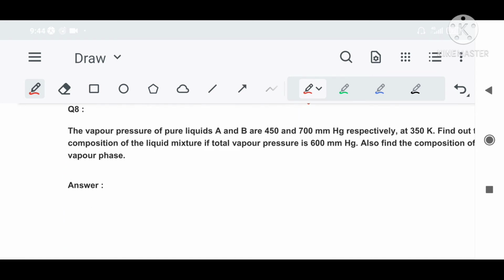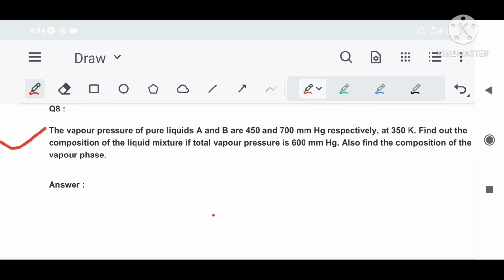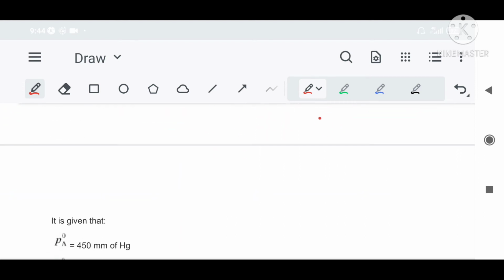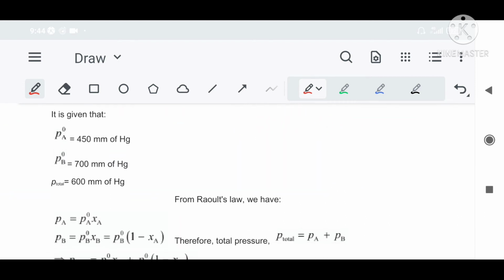Next is the vapor pressure of pure liquids A and B. The pure liquid A and B vapor pressures, PA naught and PB naught, are given at 350 Kelvin. Find out the composition of the liquid mixture if the total vapor pressure is also given, and also find out the composition of the vapor phase. So what do we have to use? Relative lowering in vapor pressure.